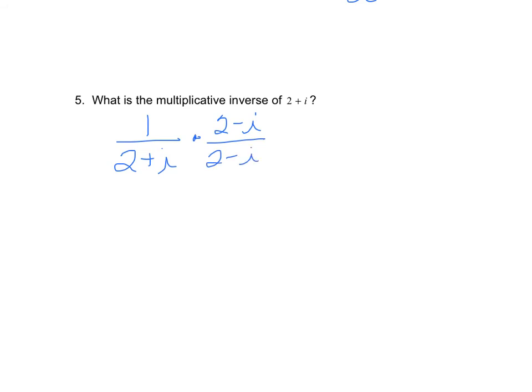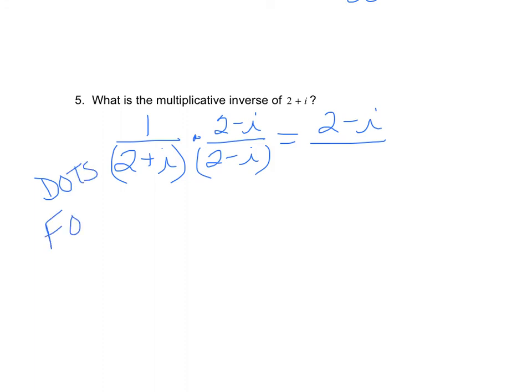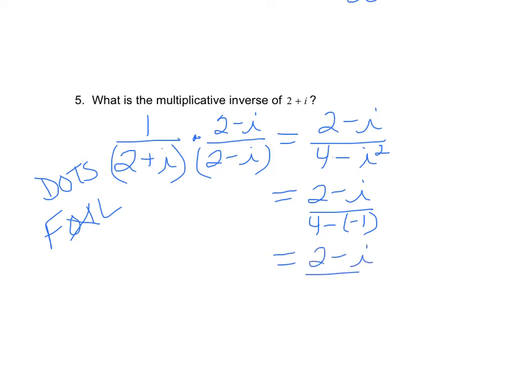Well, this one I'm not going to use a calculator because it looks very, very easy. On the top, 1 times 2 minus i is 2 minus i. On the bottom, it's conjugates. So when it's conjugates, I only have to do first and last in FOIL because outer and inner are going to cancel out. So I'm going to get 4 minus i squared. All right, let's neaten that up. 2 minus i over 4 minus a negative 1. So I have 2 minus i over 5.